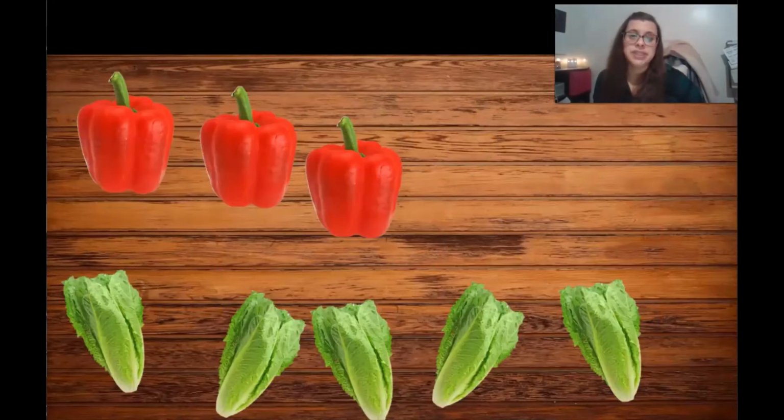All right, let's take a look at some vegetables. I have some red peppers and some lettuce heads. Your teacher's going to pause the video. You're going to count how many peppers I have, count how many heads of lettuce I have, and decide, do I have the same amount of peppers and lettuce, or do I have fewer of one?